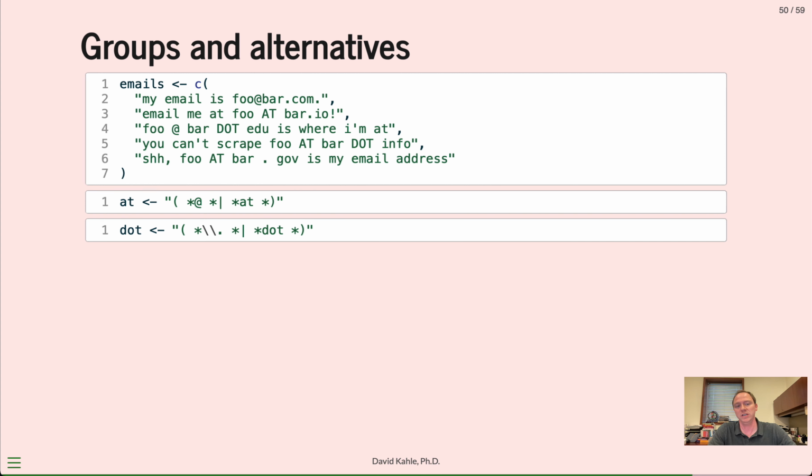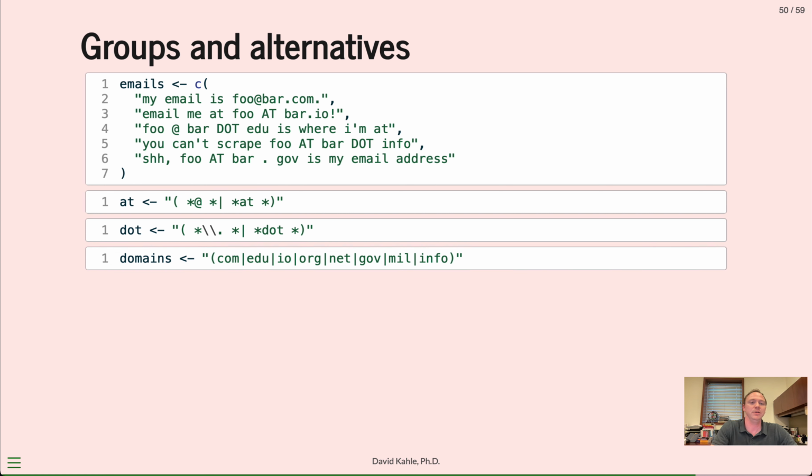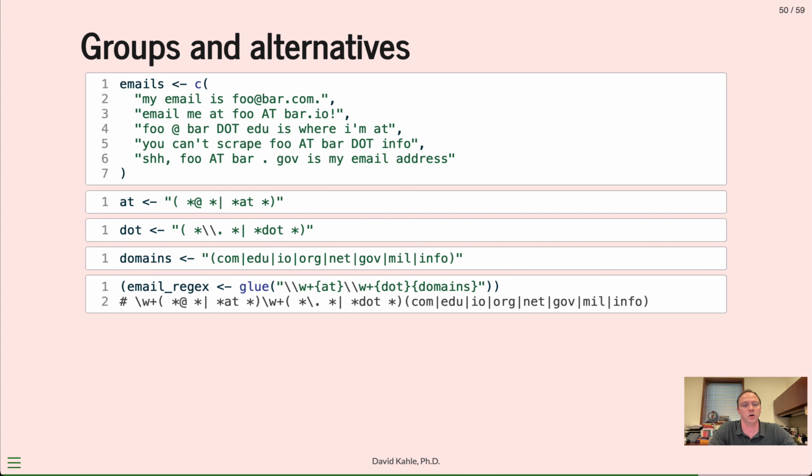So it could be DOT with any amount of white space on the side, or it could be a period. And the domains, that's the com part or edu part of an email address. That could be any of a number of different alternatives. The regular expression then is actually going to be quite a large regular expression, which is constituted of each of these little parts. And I'm going to use glue to achieve it.